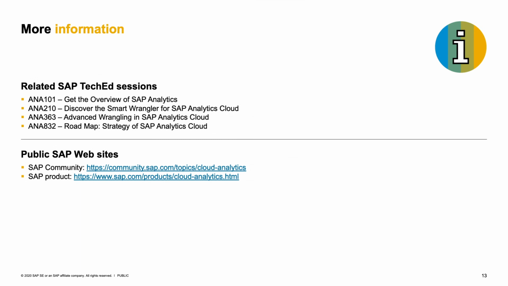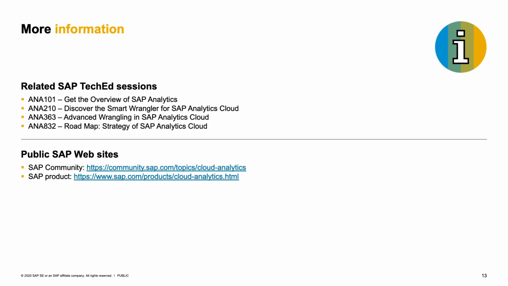So there are a few sessions that you might find interesting because they're related. Firstly, there's the ANA 101 session, an overview of SAP Analytics Cloud. ANA 200, which is not actually listed, involves smart wrangling and data sets in Smart Predict, really a scenario planning or scenario analytics use case. In ANA 210, I go a bit deeper into the agile analytics use case.